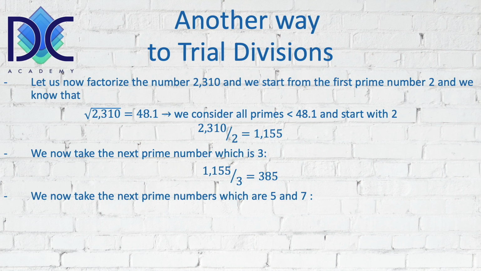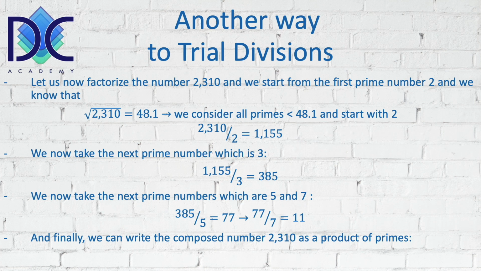So we divide by 3, and we find 385. We take the next prime numbers, which are 5 and 7. So when we have 5, we find 77. And 77 divided by 7 is 11. So basically, we can write the composite number as 2 times 3 times 5 times 7 times 11. So basically, that's what we do with the trial divisions, and that is what we want to find.